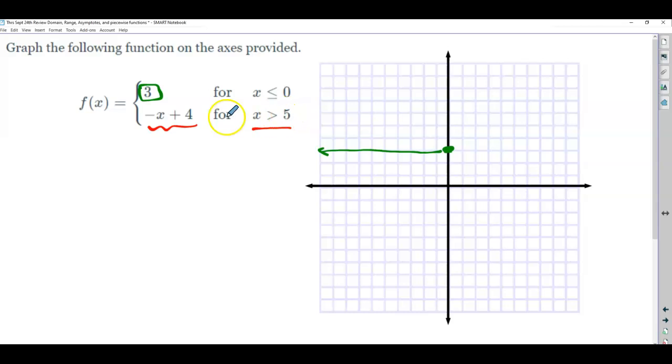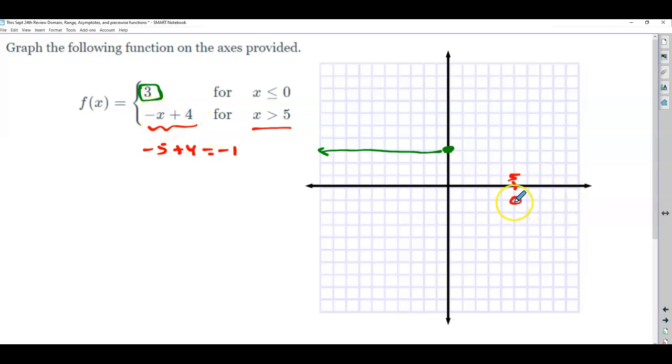I know it's going to be an open circle, but if I plug in 5, I get negative 5 plus 4, which is equal to negative 1. So here's 1, 2, 3, 4, 5. When x is equal to 5, it's going to have an output of negative 1, but there's going to be an open circle there. And since you know that that's a point, this is linear. It has a slope of negative 1.